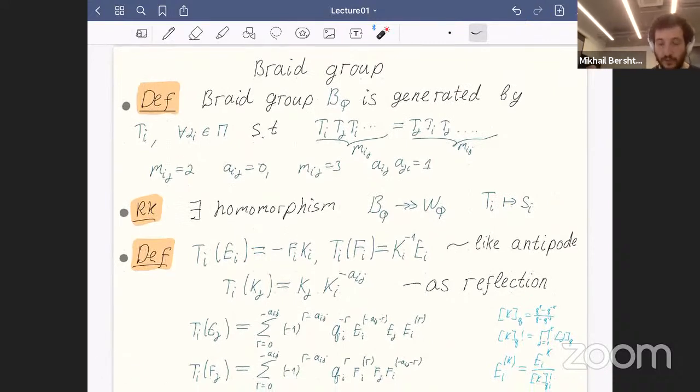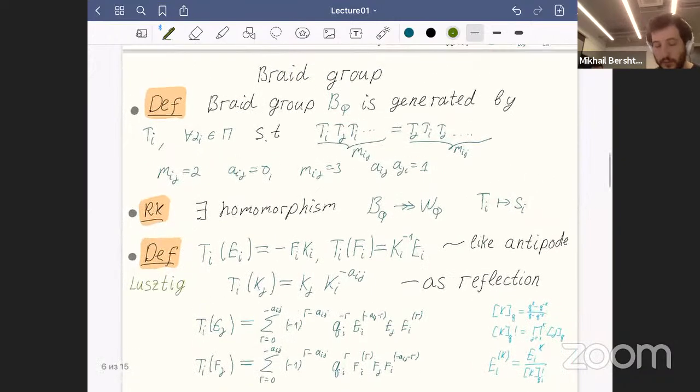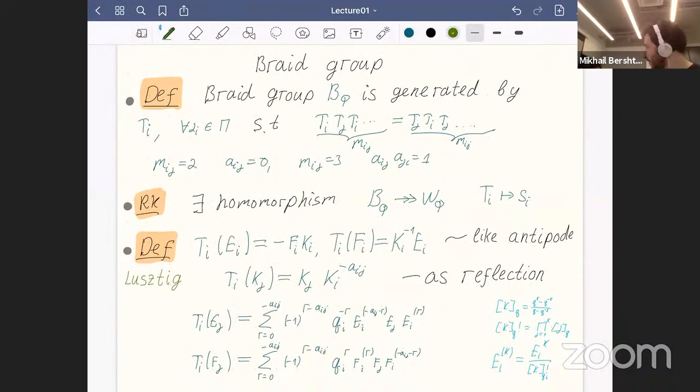Okay, the next topic is the braid group, or Lusztig. Maybe I should add the name Lusztig somewhere. No, the braid group is not Lusztig, it is just a general notion. Lusztig defines the braid group action on the quantum group. So the Lusztig braid group is a concrete representation of that. It is bad to say Lusztig representation of the braid group, but I think people say it as Lusztig braid group. I just wrote the name because there is a famous mathematician, George Lusztig.